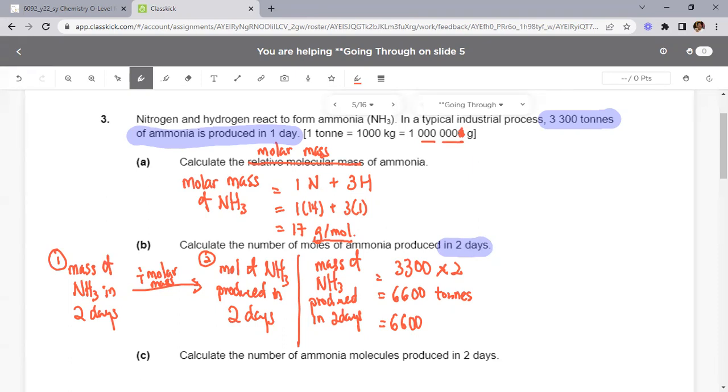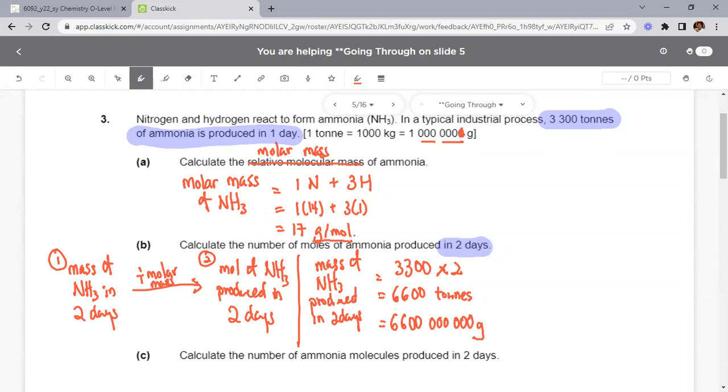Okay, I put an extra 0 there. So 1 ton is actually equal to 1 million grams. So 6,600 tons will be 6,600 with another 6 more zeros at the back, in grams. So you need to convert to grams. Okay, so the mass of NH3 in 2 days would actually be 6,600,000,000 grams.